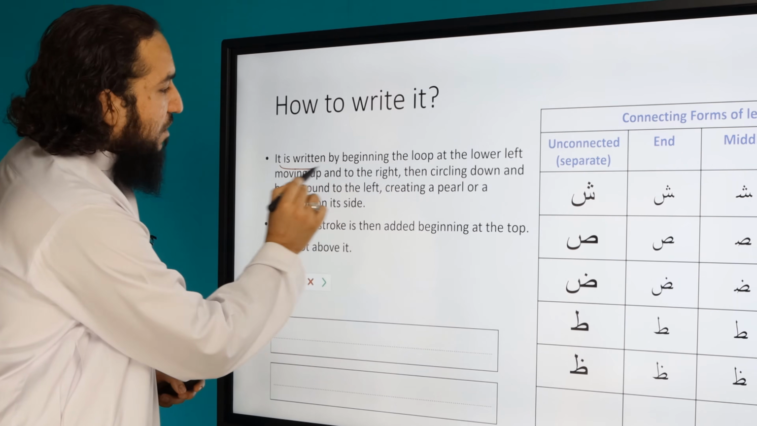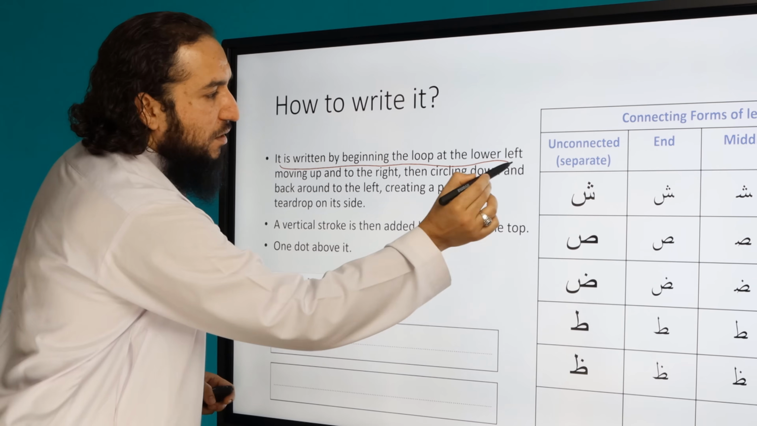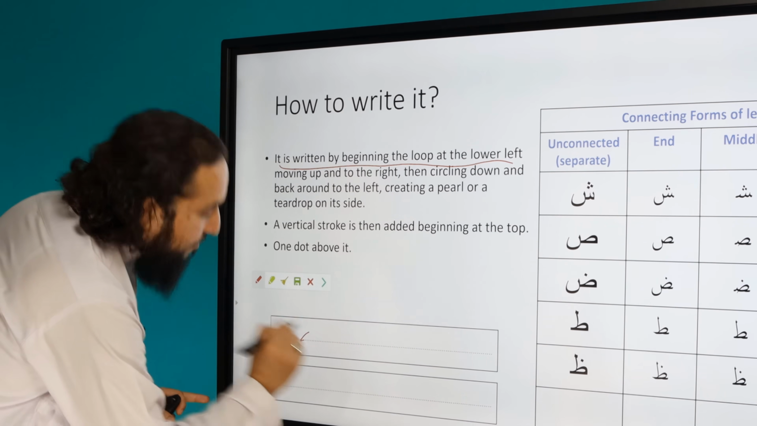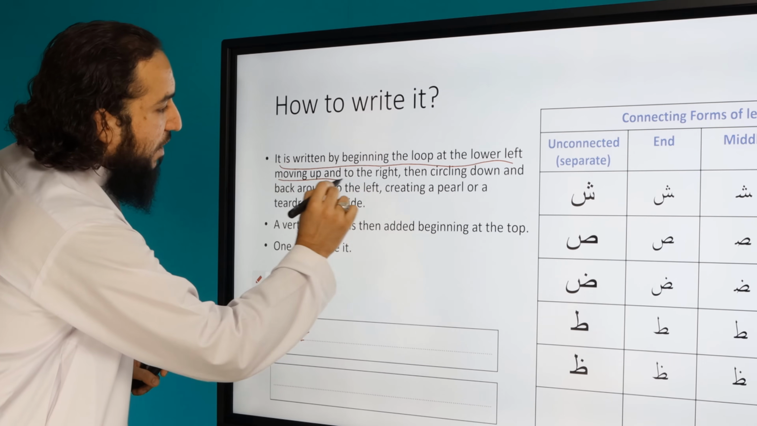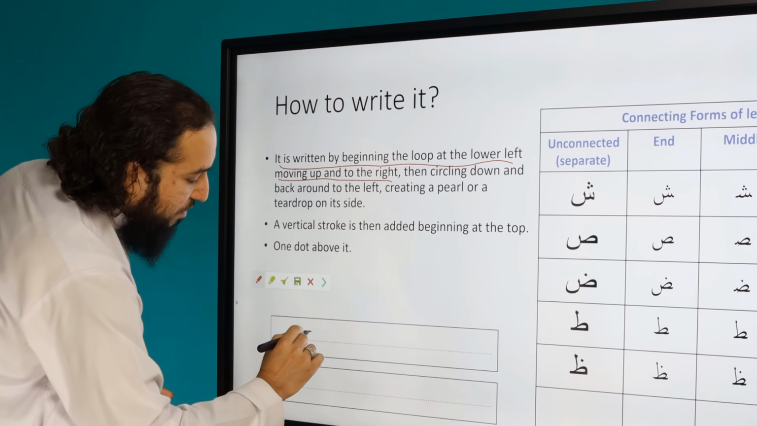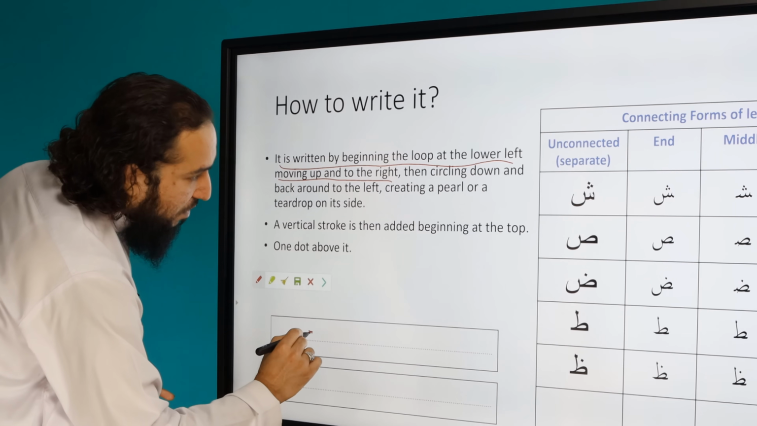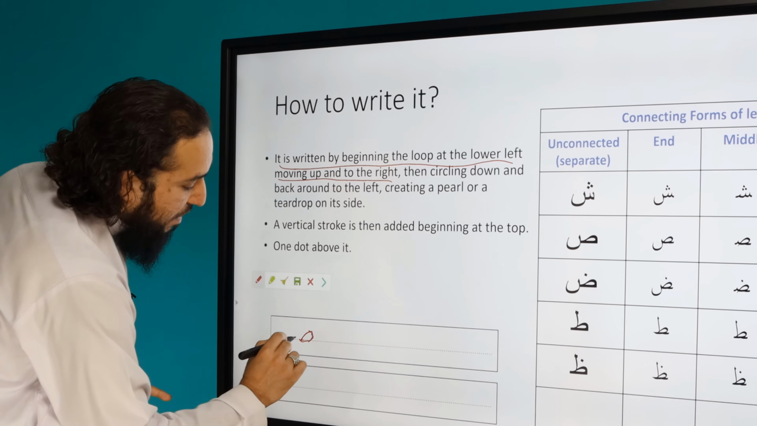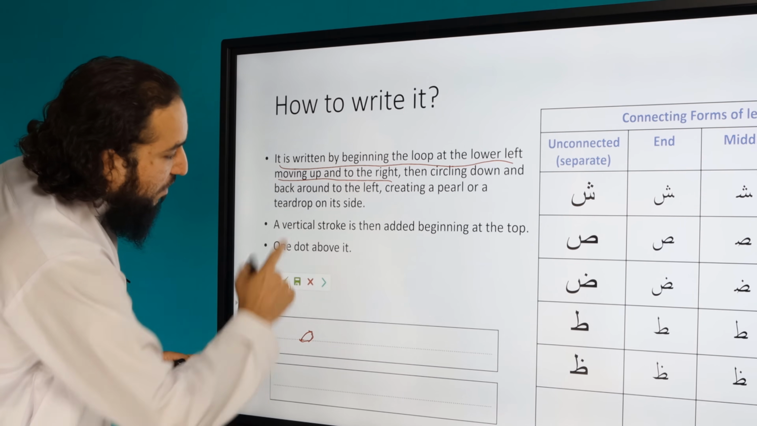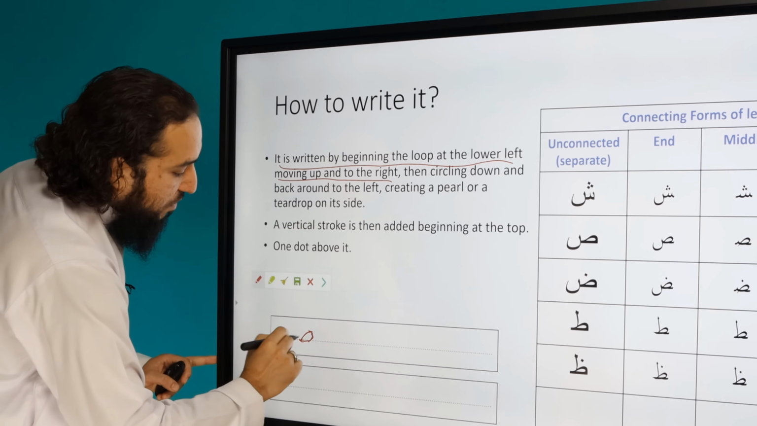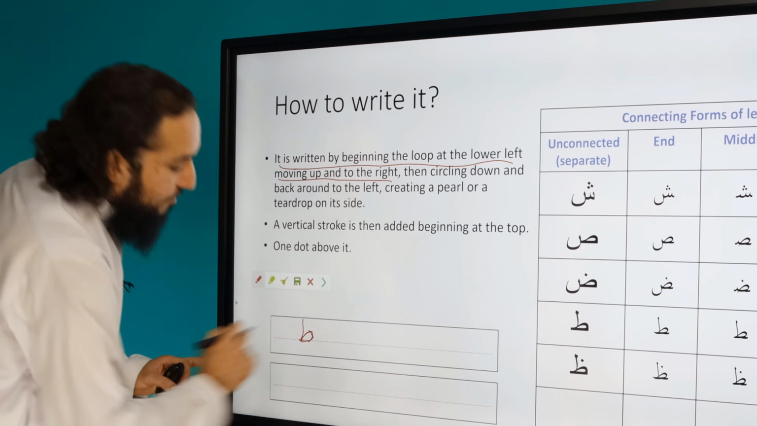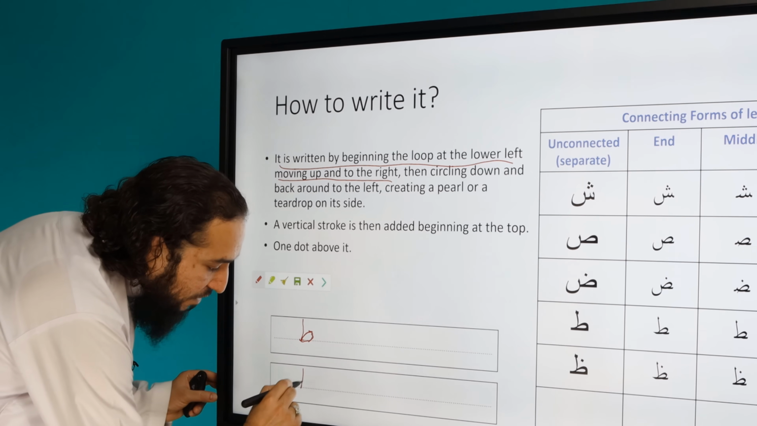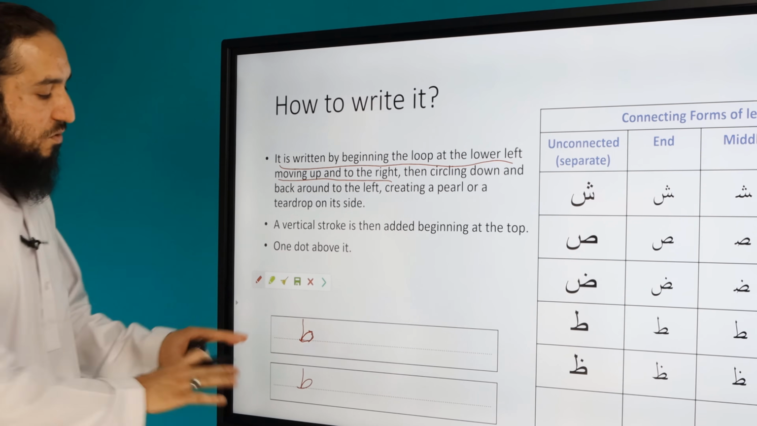It is written by beginning the loop at the lower left. So we start from the lower left, moving up and to the right, then circling down back to the left, and then a vertical stroke. So this is a teardrop, and we put a vertical stroke there. As explained before, you can write it the other way as well. You can start from here and then connect it like this. That's another way, but that's not mentioned in the book.